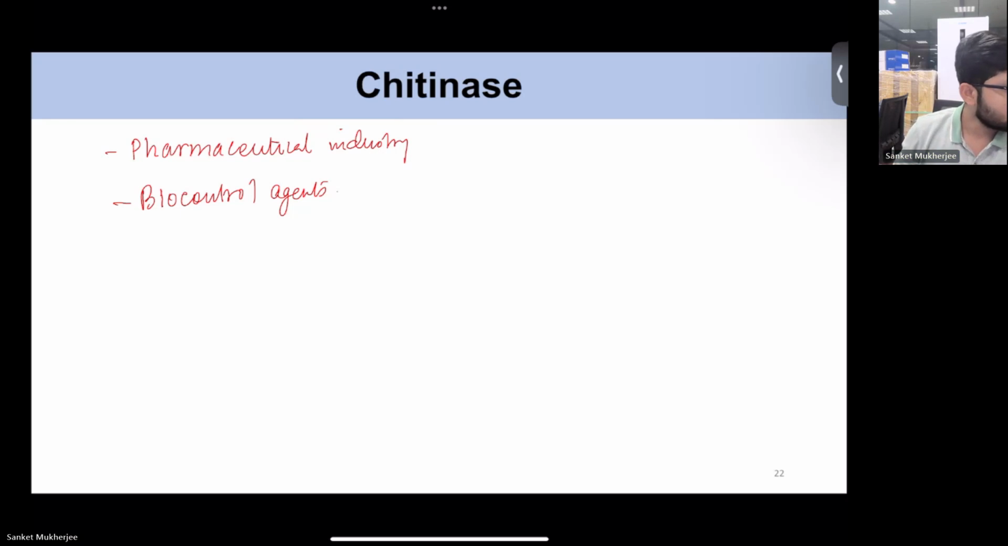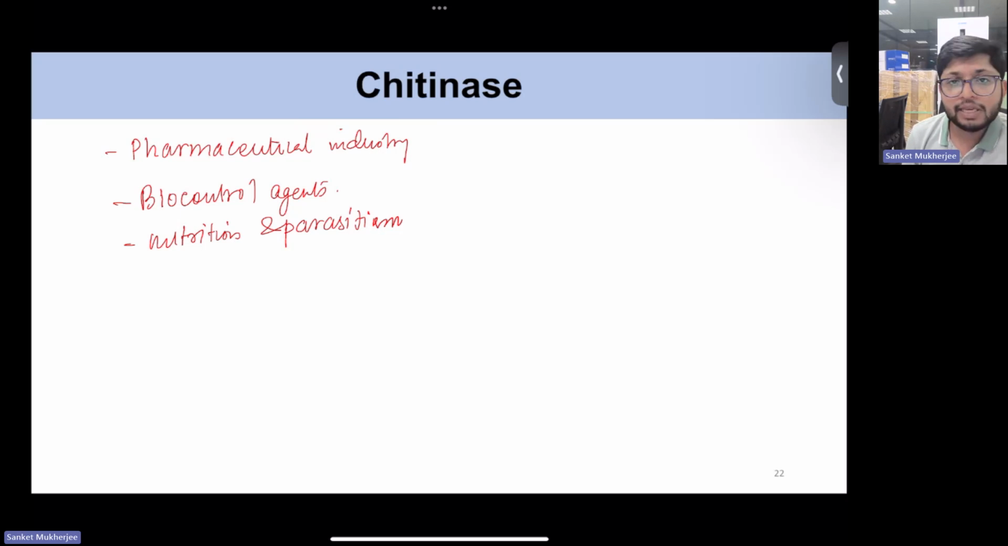In case of nutrition and parasitism of bacteria, those bacteria which actually thrive upon these insects have chitinase in them. They have a morphogenic function in fungi, protozoa, and invertebrates. They are associated with defense mechanisms in plants and vertebrates. They can also control mosquitoes and be used for degradation of fish waste.